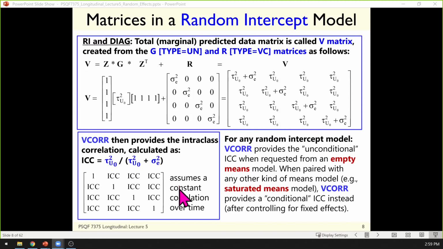So I just wanted to make that point again. And the intraclass correlation shows up in the model as a ratio of our between-person variance over total. So that can express how much of the variation is due to between-person differences as opposed to within-person variation over time. So that would be the first thing that we calculate, the intraclass correlation.